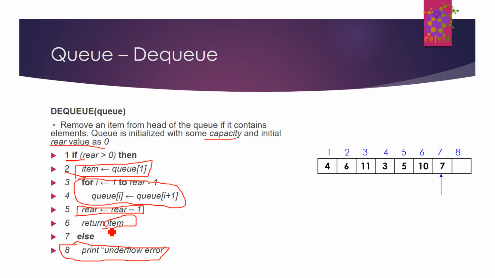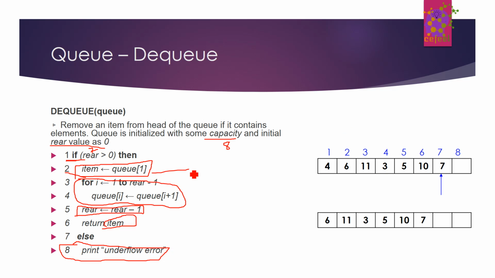In this case, we have an array wherein the capacity is 8, and then we need to, let's say, call the dequeue operation. So the first step is to check if rear is greater than 0. It definitely is, because rear is 7 here. Then we go to step 2, where item equals q[1]. So item 4 is removed from the head of the queue. That is step 2.